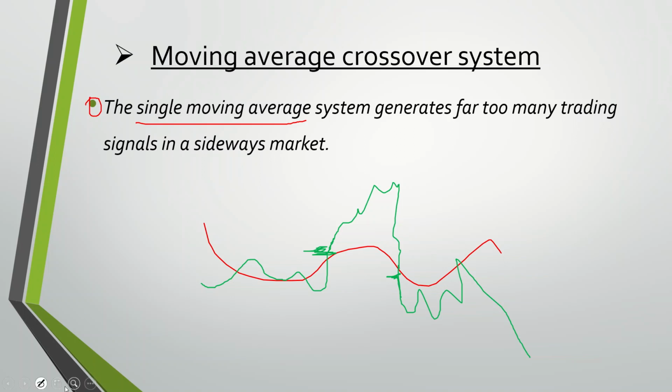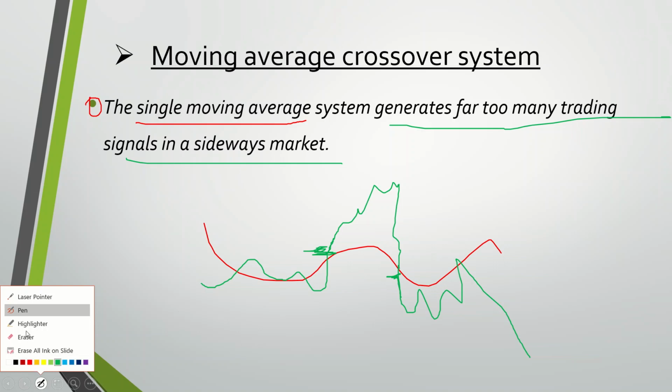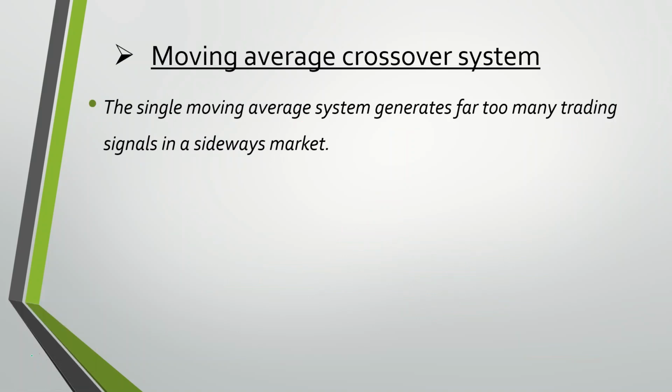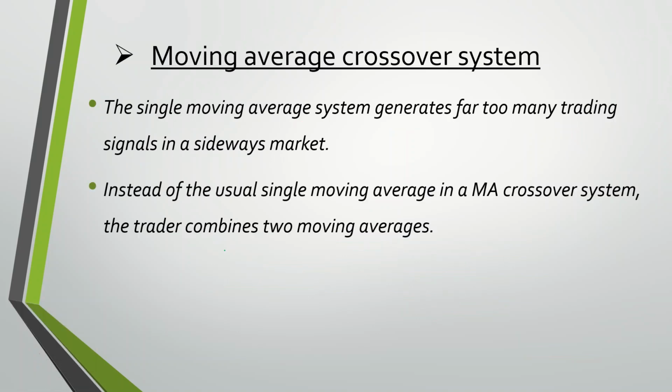But this single moving average can generate far too many trading signals in a sideways market. So you should know how to identify that the sideways market is not there, that the market is trending, and you can use two moving averages instead of a single moving average. Okay, two moving averages you can combine.